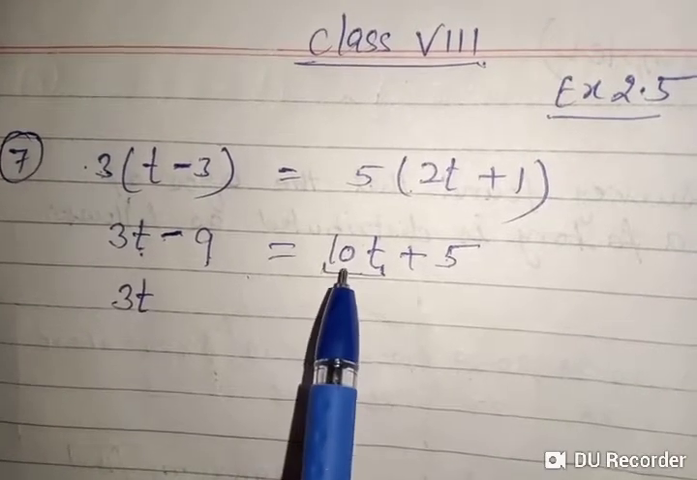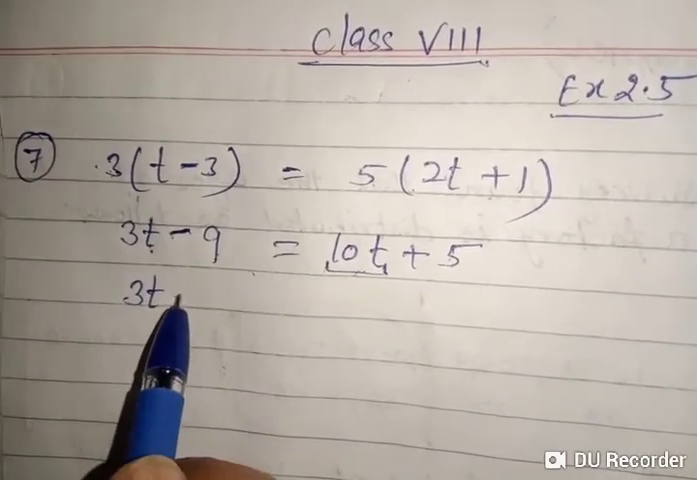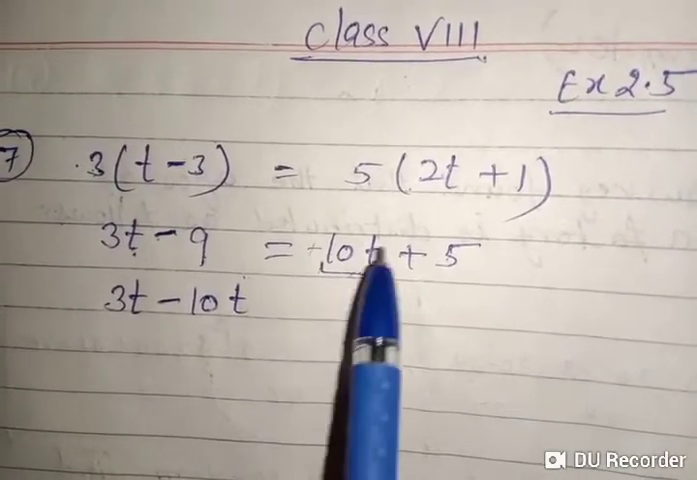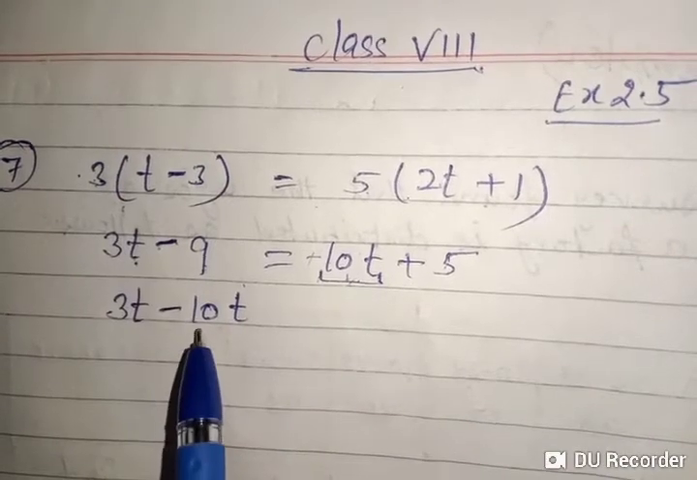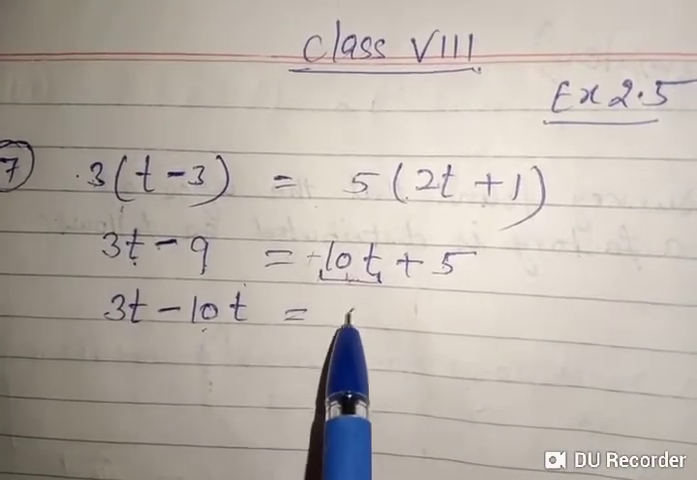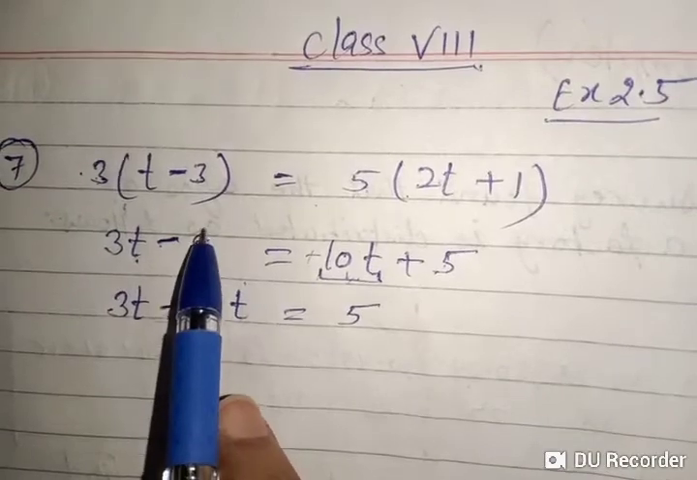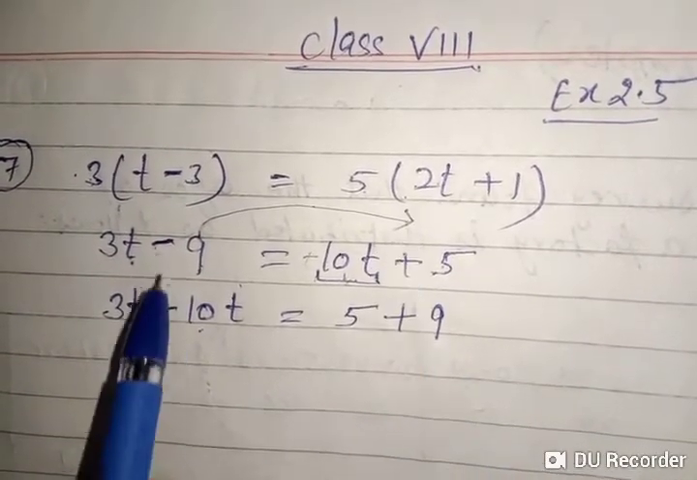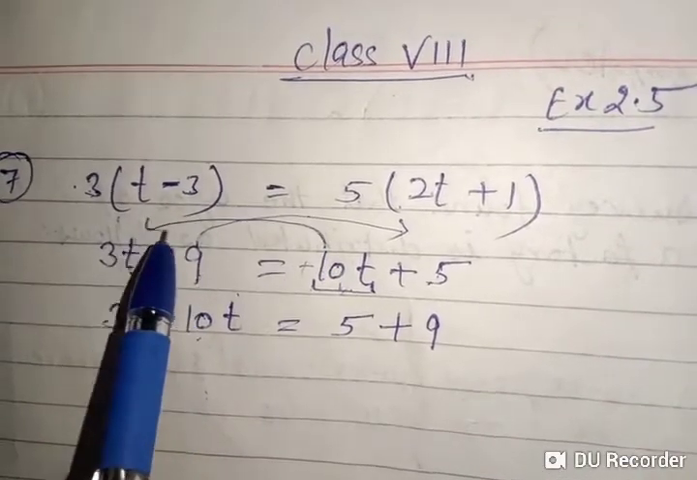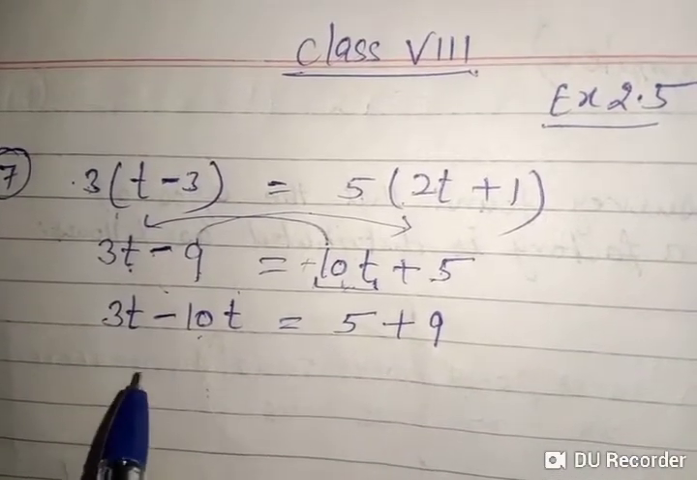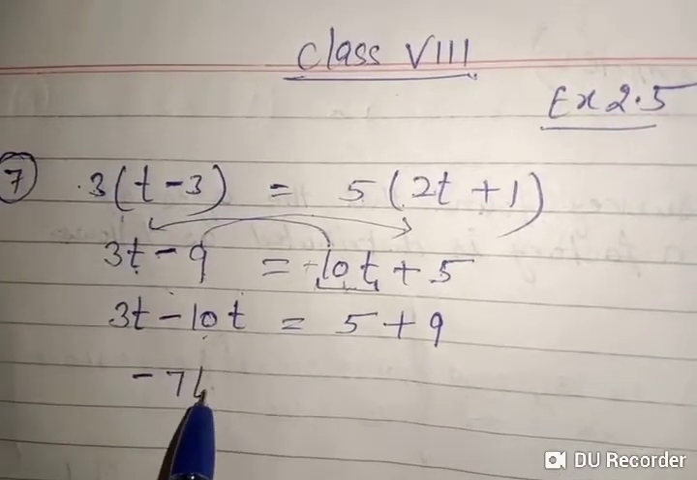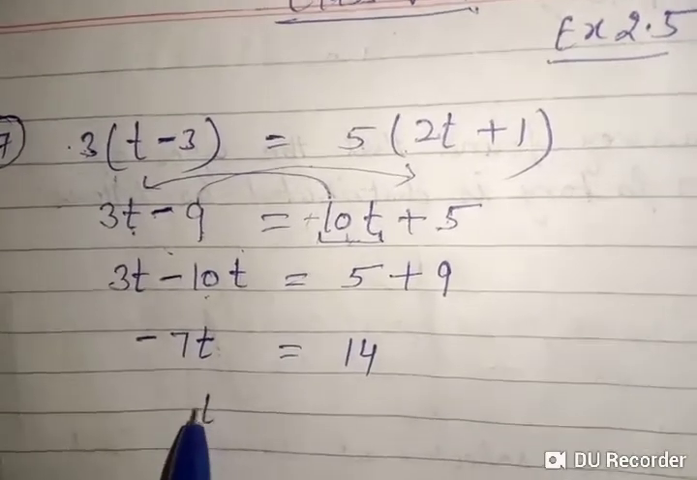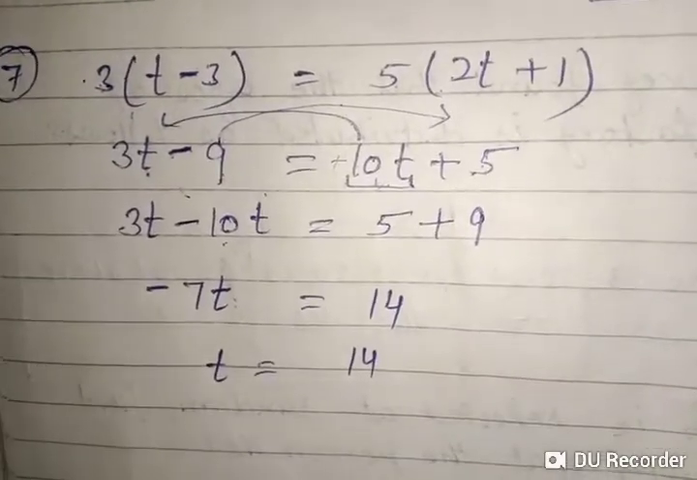3t as it is. Now shift this 10t on the left. So it will become minus 10t, because the sign of this 10 is plus here; when we shift this on the left, it will become minus. This 5 is there on the right hand side. We are going to shift this minus 9 on the other side and it will become plus. So minus 9 will go this side and this 10t will go this side. 3 minus 10, as all of you know integers, is minus 7t, and 5 plus 9 is 14. So minus 7t is equal to 14.